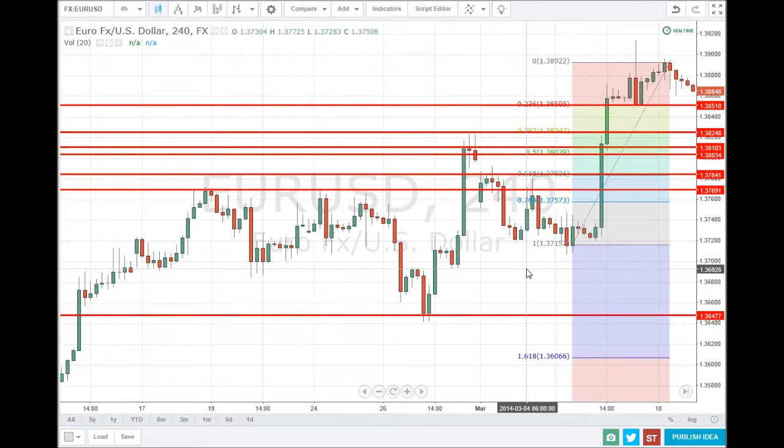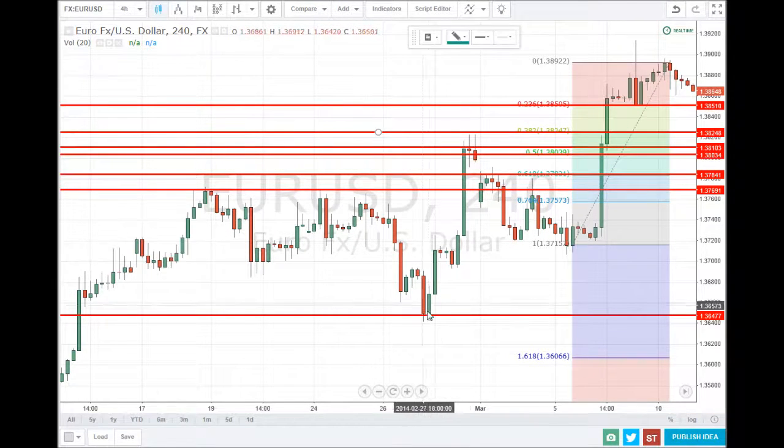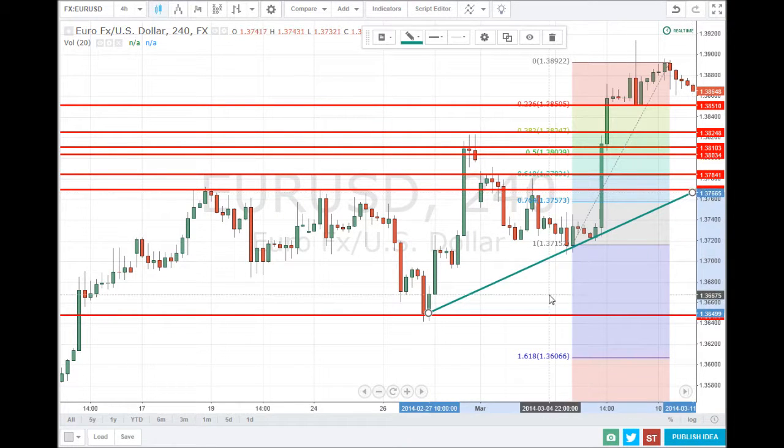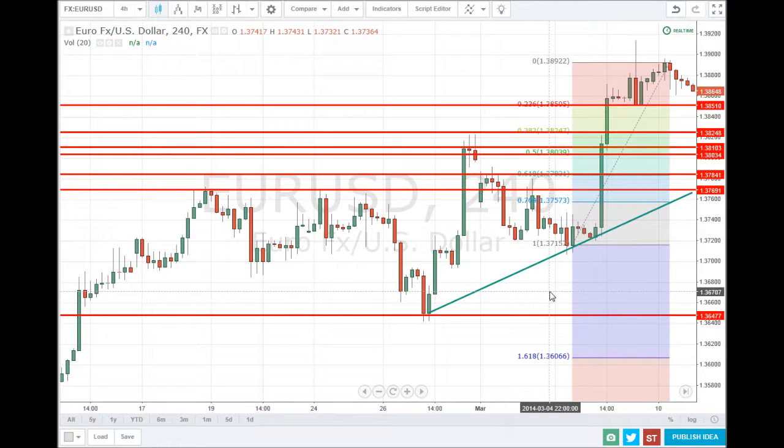And finally, let's look at our trend support and resistance. We have a clear low here and a clear low there, so let's join them up. And there we have it. So let's trade this 4-hour chart and see how it goes.